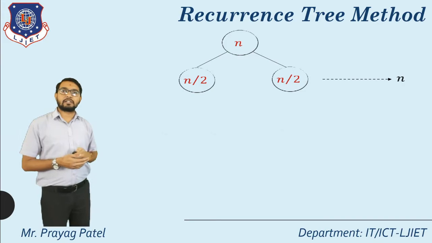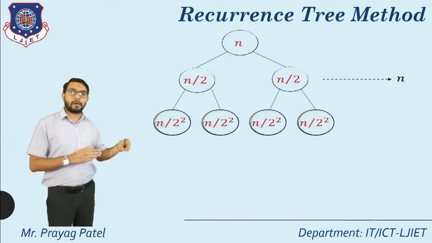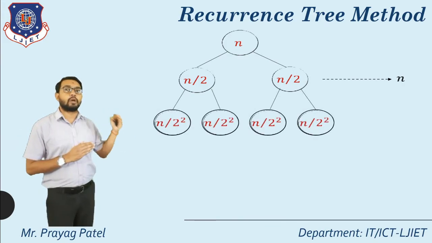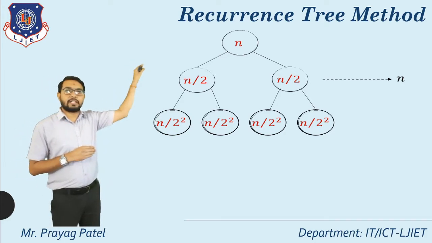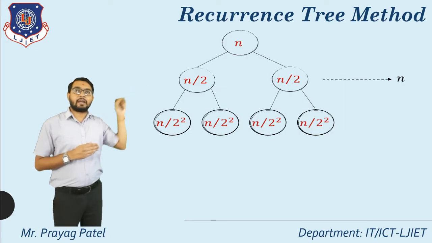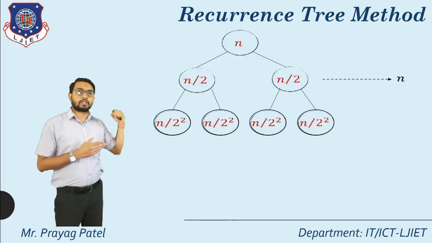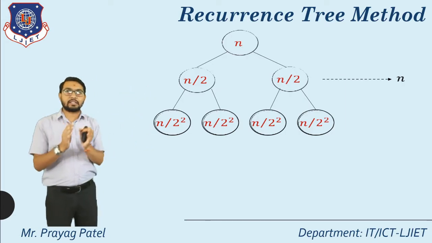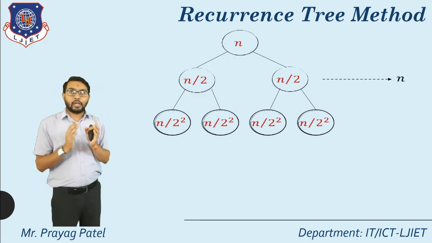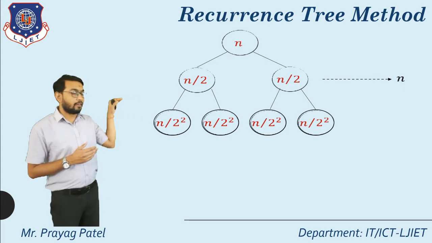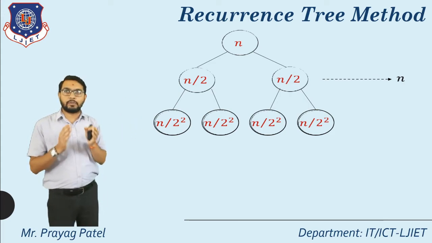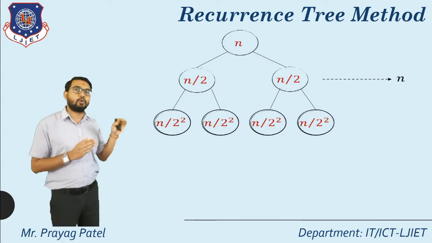Now for the next level, consider N by 4. N by 4 means N upon 2 raised to 2, like this. So for the first level, cost is N. For the next level, N by 2 plus N by 2, total cost is N, because in this tree a particular node represents the cost of the particular node, but level cost is the total of each and every node of a particular level.